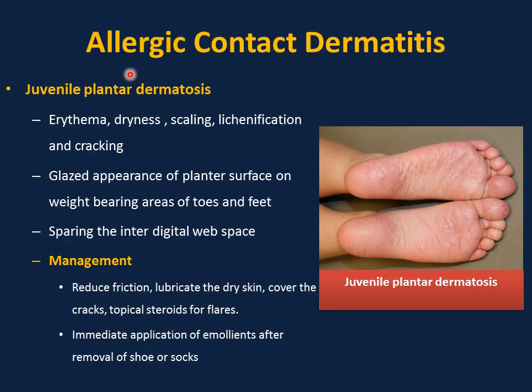Another important type of contact dermatitis is juvenile plantar dermatosis. It is erythema and dryness. As you see here, the foot looks very dry and the skin is very thickened. There is lichenification of the skin and cracking. As you see here, some cracking. The skin is glazed, as you see here, a very shiny, glazed appearance of the plantar surface in the weight bearing area, and the area that is not weight bearing is spared. This is classic and very important to recognize in cases of juvenile plantar dermatosis. There will be sparing also of the interdigital web space.